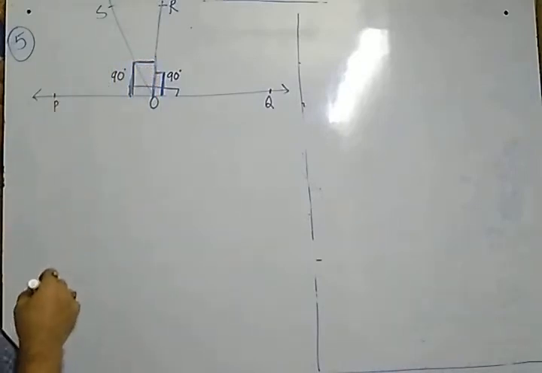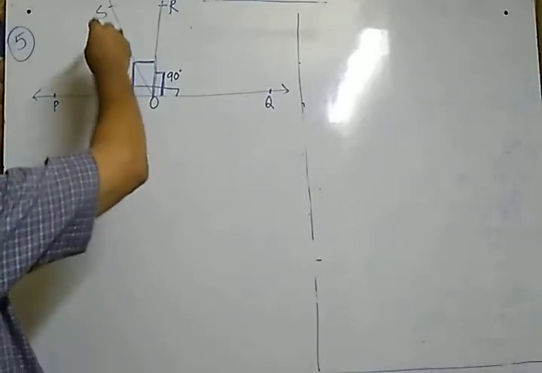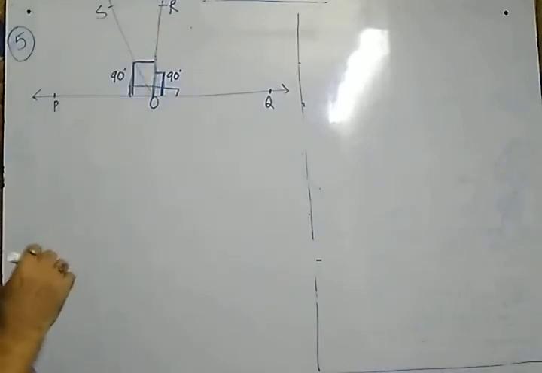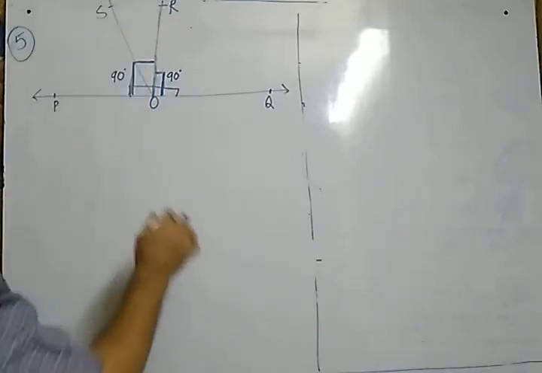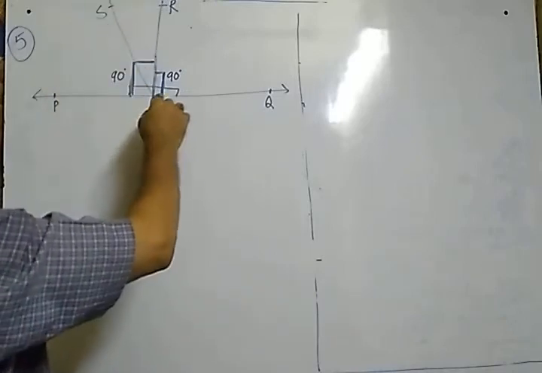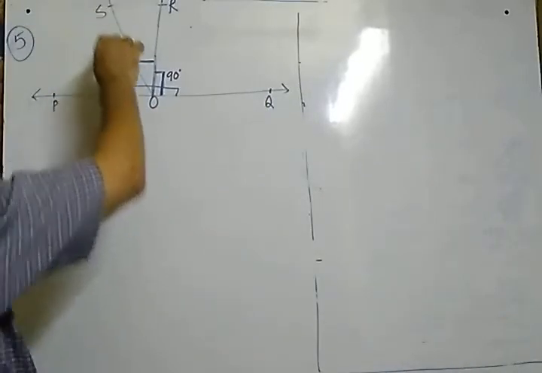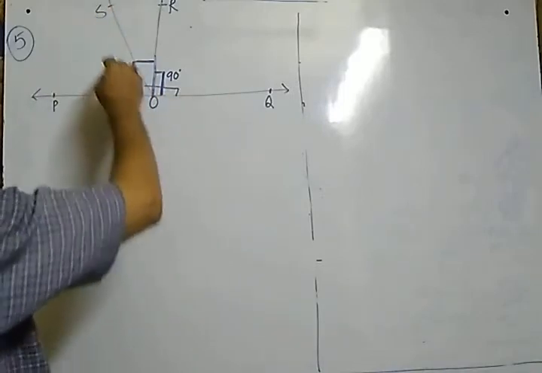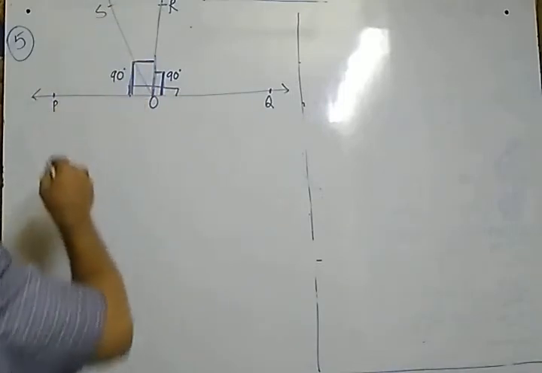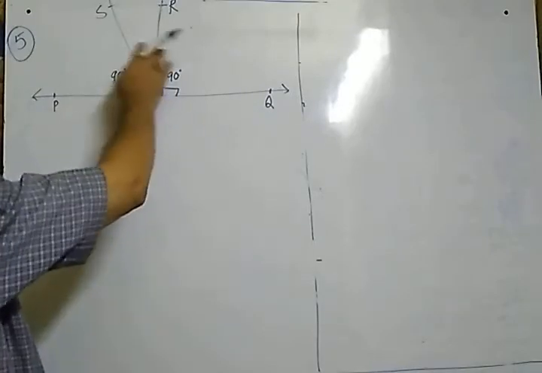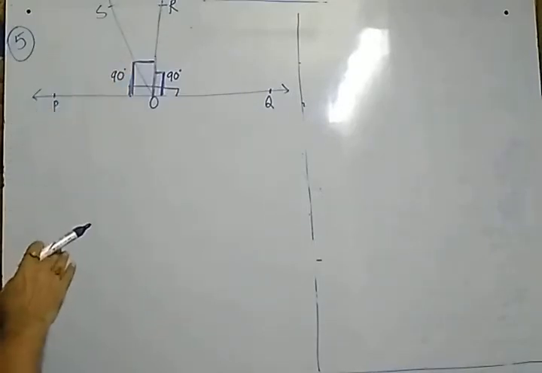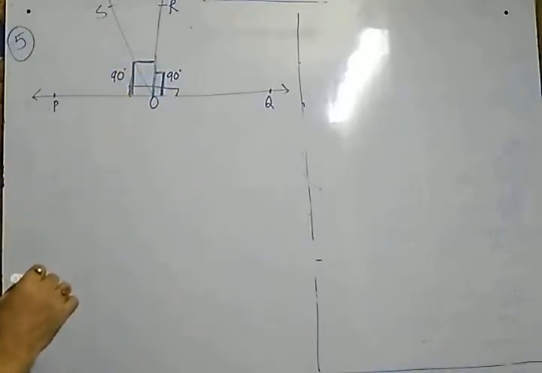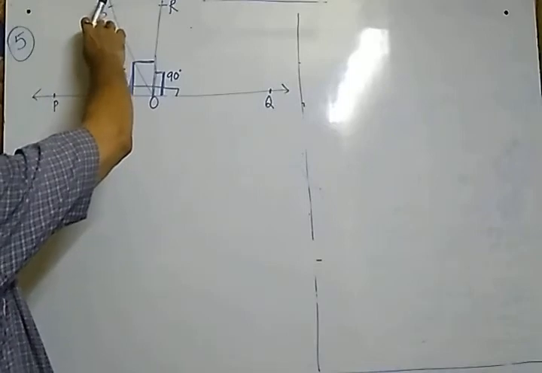So what to prove there? We have to prove that the value of angle SOR is equal to half of the difference of angle SOQ and SOP. We have to firstly find the difference of both the angles, and half of the difference we have to verify, will be equal to angle SOR.